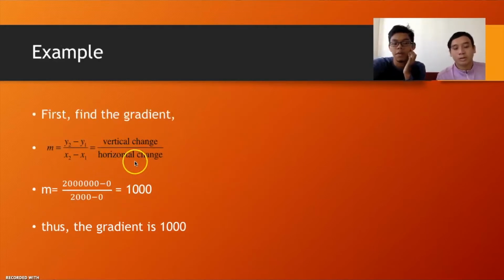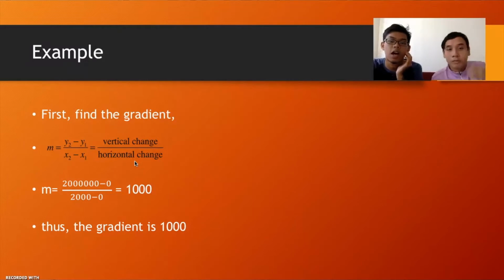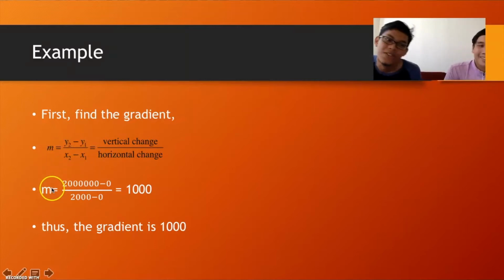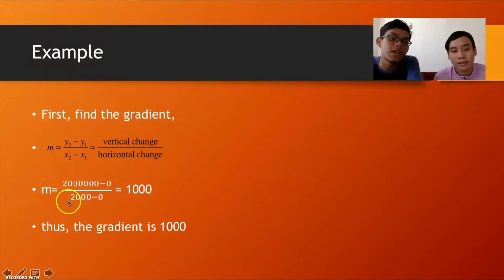For example, for the manager to find how many sales for each armchair that they have sold, just find the gradient. So m is equal to y2 minus y1 divided by x2 minus x1. We just pick any data from the graph, and it is equal to 1000. So the gradient is 1000, and the gradient is equal to the sales for each armchair.